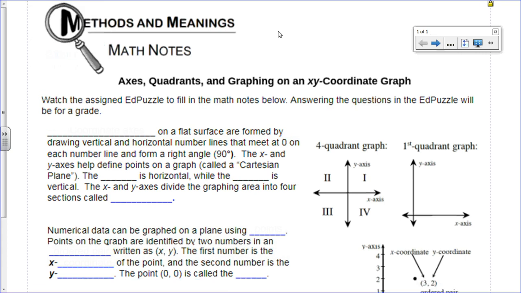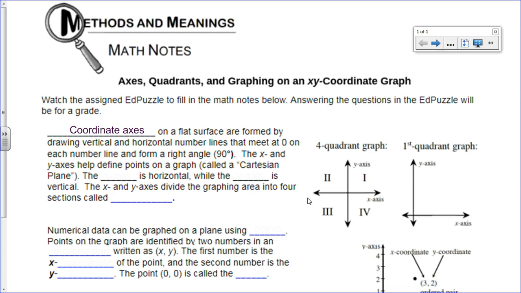So in the second section, the math notes box is on axes, quadrants, and graphing an XY coordinate graph. So it's a review of a coordinate plane and how to graph points. The coordinate axes on a flat surface are formed by drawing vertical and horizontal number lines that meet at 0 on each number line and form a right angle.